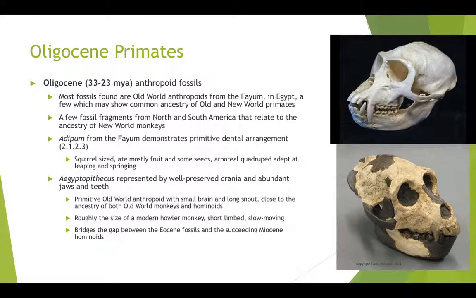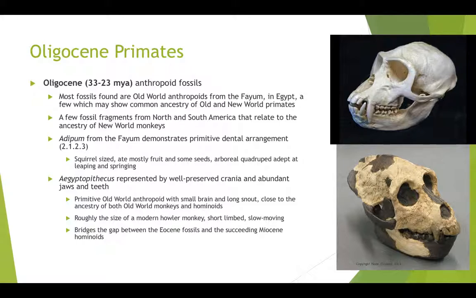There's another fossil from the Oligocene named Egyptopithecus that is represented by well-preserved crania and abundant jaws and teeth. Egyptopithecus is considered a primitive Old World anthropoid, has a small brain, has a long snout. And so this ties over into our discussion of catarrhines versus platyrrhines, that we've got these long snout-nosed species in the Old World, whereas in the New World we develop this flatter face.